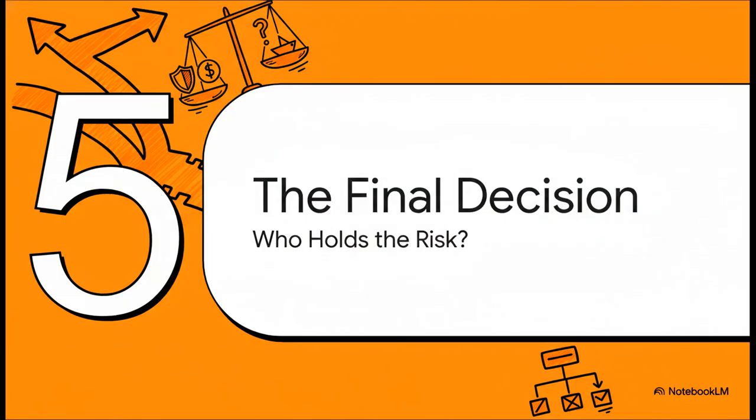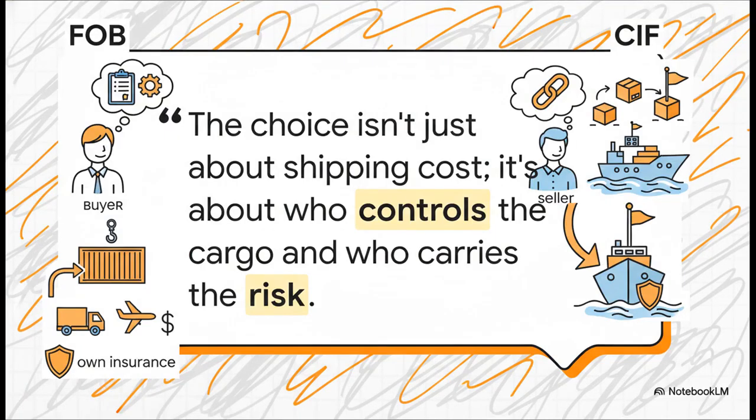So what this all really boils down to is that the choice between FOB and CIF, it's a fundamental strategic decision for any business. It's a calculated choice about risk, about control, and of course, about cost. And this quote says it perfectly. The choice isn't just about shipping cost. It's about who controls the cargo and who carries the risk. See, a buyer might choose FOB, even though it's more work, because they want to control the entire process. They want to pick their own freight company, negotiate their own rates, and manage their own insurance. But on the other hand, a seller might really push for CIF because it lets them bundle all those services together and maintain control until the very end.